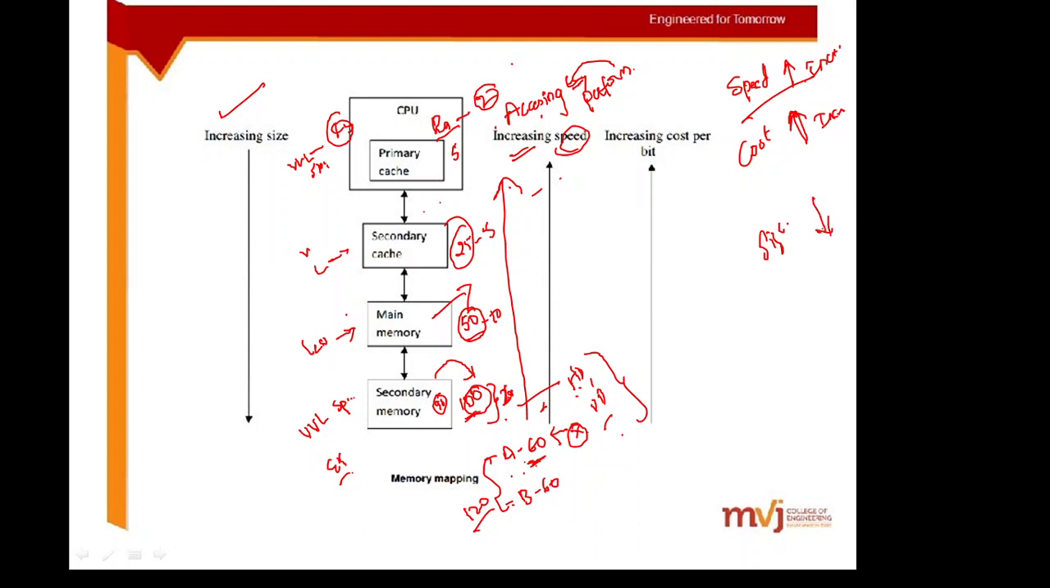Size, in the sense of the number of instructions that we are going to store, is going to be decreased. Why? Because in the registers, we can store very little. Compared to the registers, the cache can store a bit more, main memory a bit more, and secondary memory more still. So the storage of instructions from bottom to top is going to be decreased. Secondary memory can store a large amount of data. Main memory is very small compared to secondary memory. Cache memory is very small compared to main memory, and registers are very small compared to the cache.